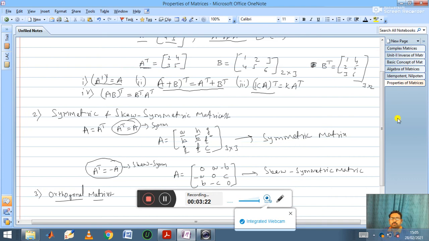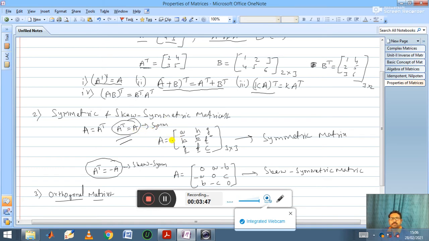Next, we go to the definition of symmetric and skew symmetric matrices. I just wanted to go with the mathematical notations. For a symmetric matrix, just remember the notation: A transpose equals A. For a skew symmetric matrix, A transpose equals minus A. So this is the definition of symmetric matrix.